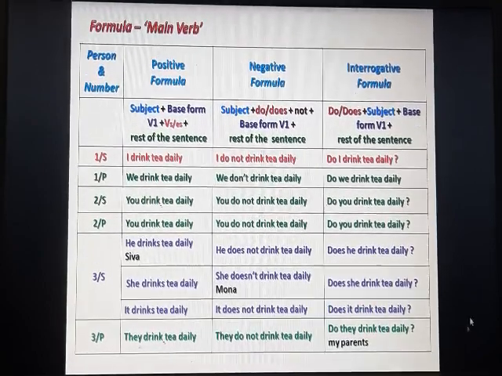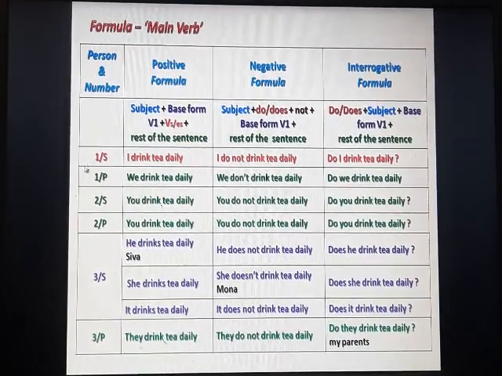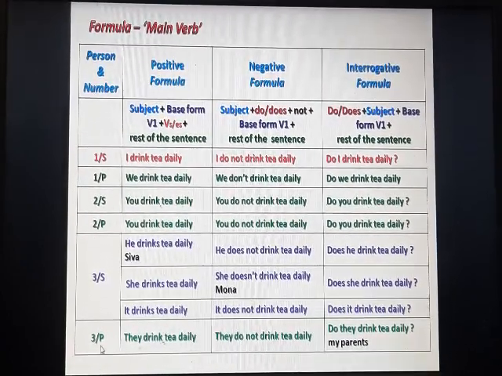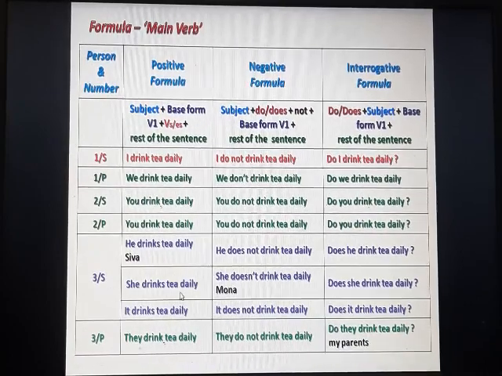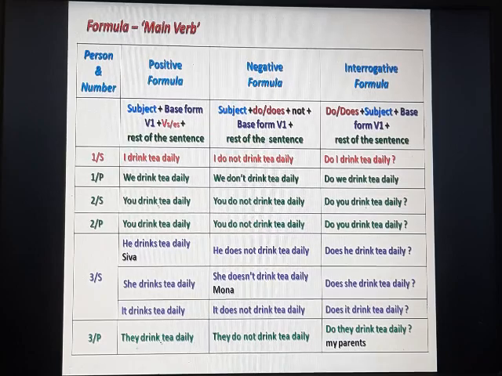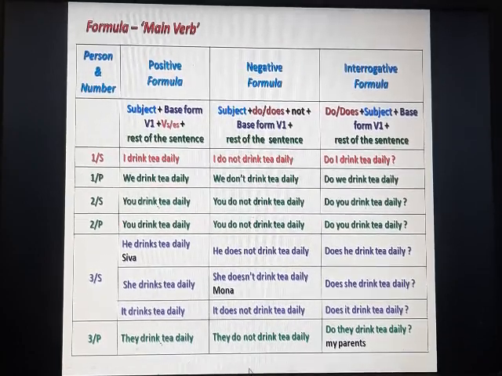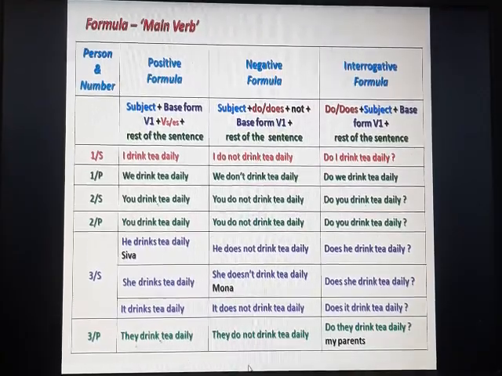Now we must understand one more thing, that do is used for all the other persons except third person singular. I hope you have understood how to form negatives and interrogatives in the simple present tense form, children. I shall see you in the next session.